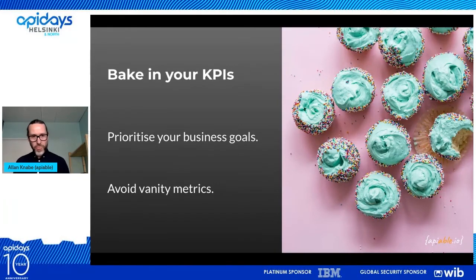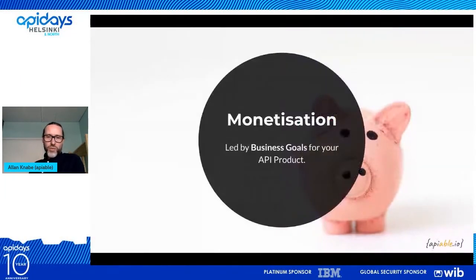Baking in KPIs, right? Prioritize your business goals, but avoid vanity metrics. So, number of API calls per day, etc. It's interesting, but only if it's meeting some sort of business goal. If you're getting paid €1 per API call, then yeah, awesome. But really loop it back to your business goals, and we'll see a lot more monetization cases coming out.